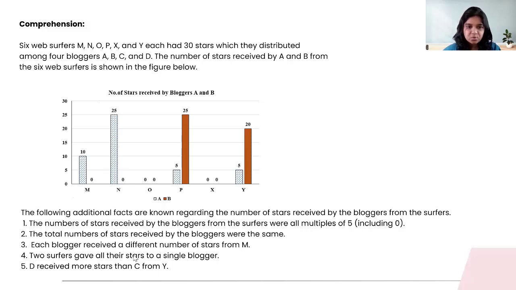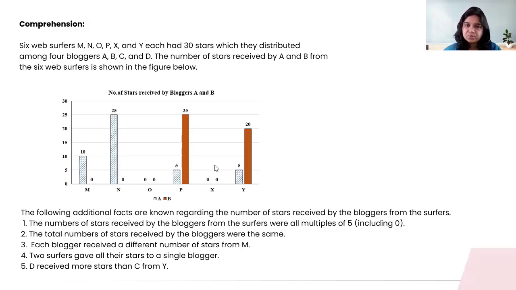2 surfers gave all their stars to a single blogger. There are 2 surfers who have given all their 30 stars to one particular blogger. That means the other 3 bloggers have got a 0 from these surfers. There's only one blogger each that has gotten 30 stars. D received more stars than C from Y. So from Y, we know that D has received more stars than C. This is all the information that we have so far.